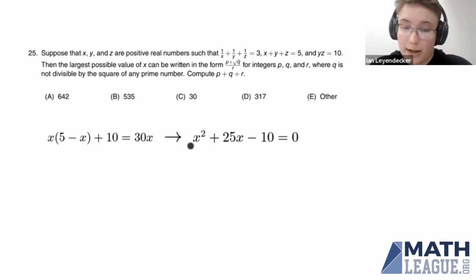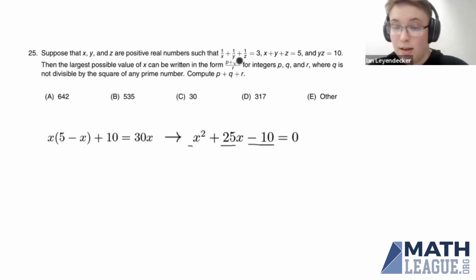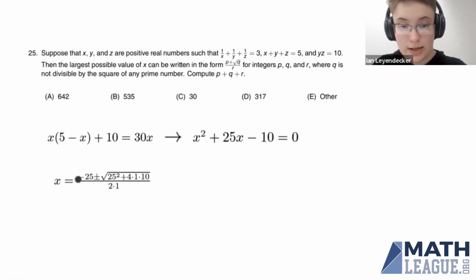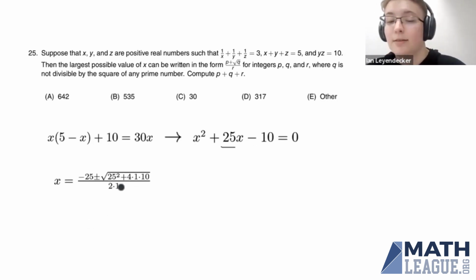Well, we can put in our values for a, b, and c into the quadratic formula. And you might notice that the quadratic formula is a rational number plus a square root divided by another rational number. So if we plug in the values, we have 1 for a, 25 for b, and negative 10 for c. We're going to get that x equals negative b, so negative 25, plus or minus the square root of b squared, so 25 squared, minus 4 times a times c, so 4 times 1 times negative 10, or just plus 4 times 1 times 10, over 2 times a, which is 1.